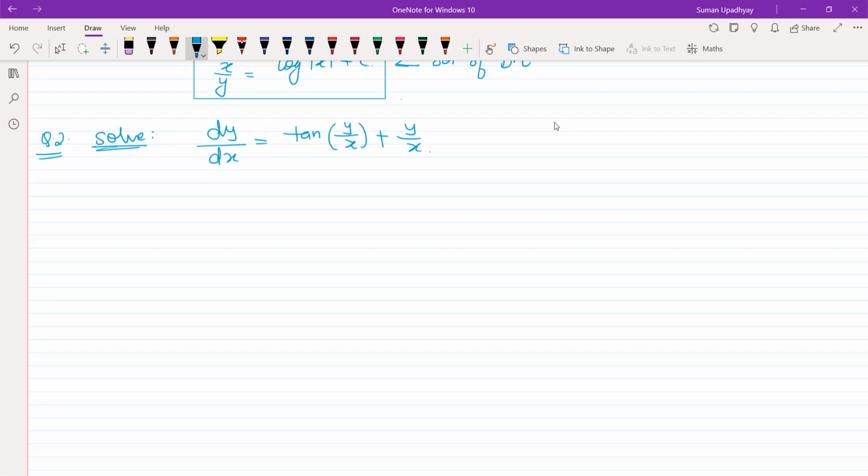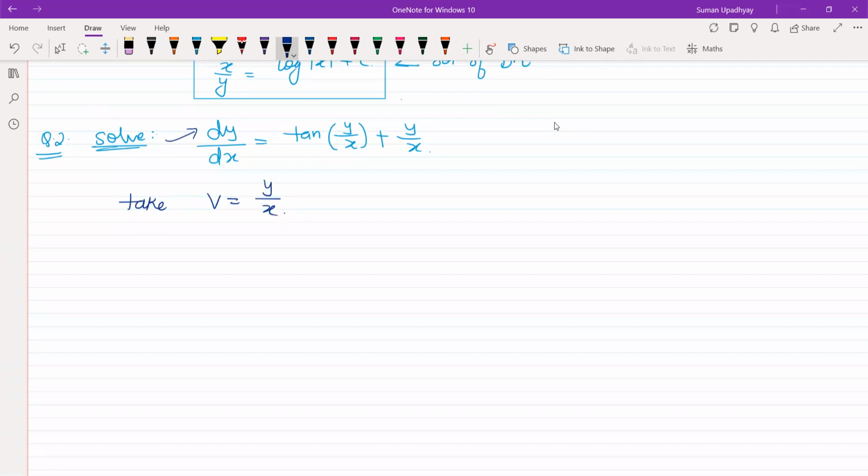How will you solve it? Substitute v equals y by x. Very nice. So you will just take a substitution as v equals to y by x. Very good. So you are smart enough. Now what do you have to do further? So v equals y by x we took, so what do you have to do now?